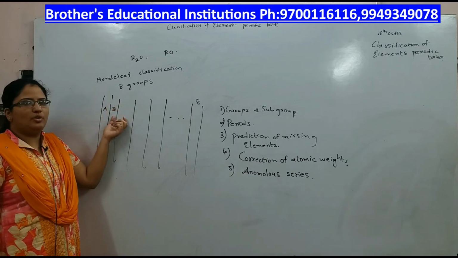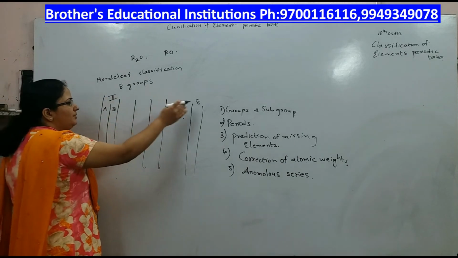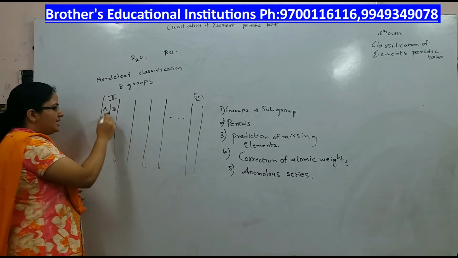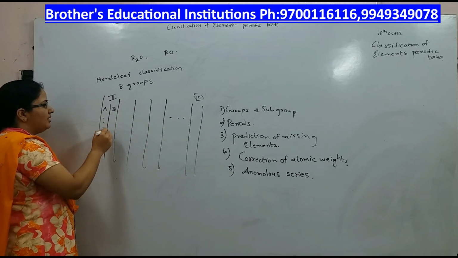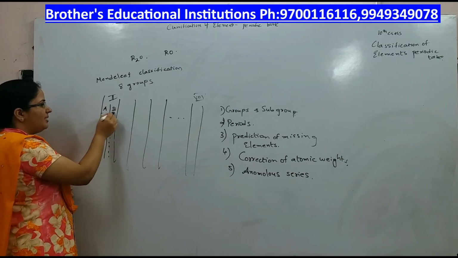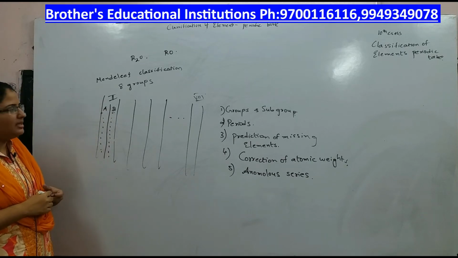Similarly, you have 2A and 2B. These groups are represented by the Roman numerals 1 to 8. Now, if you take a subgroup, the elements in the subgroup match more with each other. Elements of subgroup B also match more with each other. Both of them have similar properties. That is how he arranged them.